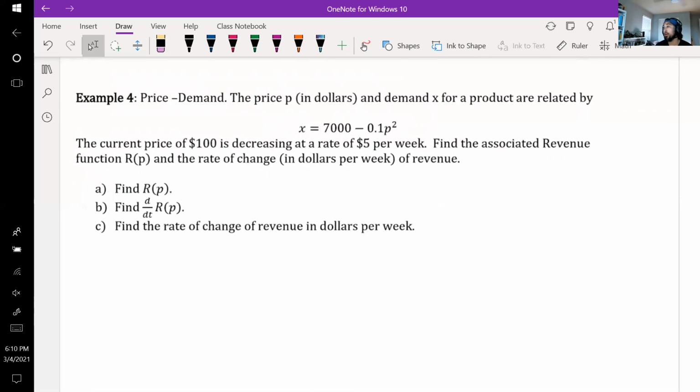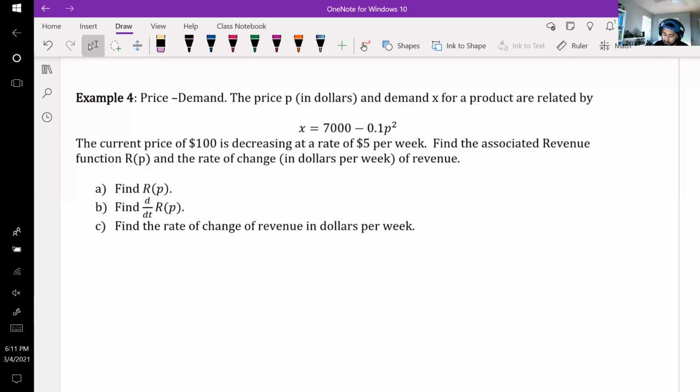4. The price P in dollars and demand X for a product are related by the equation X equals 7,000 minus 0.1 P squared. The current price of $100 is decreasing at a rate of $5 per week. Find the associated revenue function and the rate of change in dollars per week of revenue.